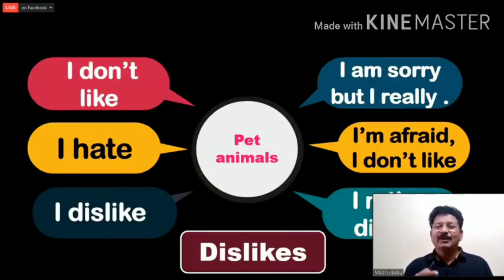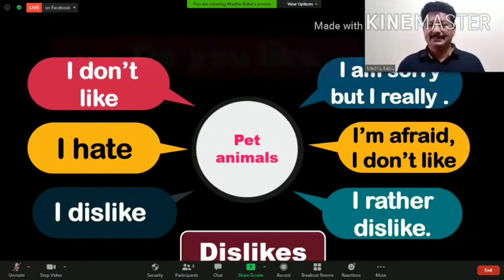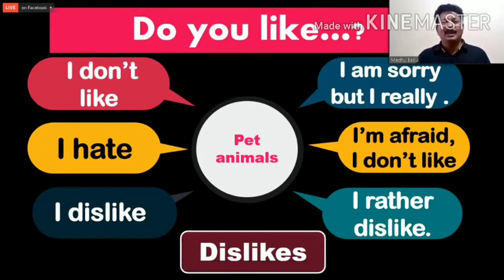So now we learned about likes, and now we are talking about dislikes. Everybody likes certain things, as we know. And there are certain people who don't like certain things. So now the question is, do you like pet animals? And some people don't like them. So they say, I don't like pet animals. I hate pet animals. I dislike them.